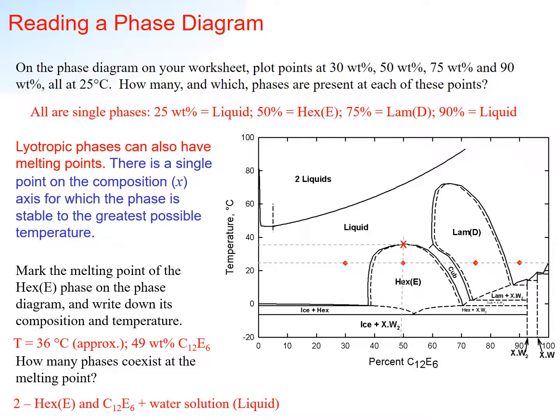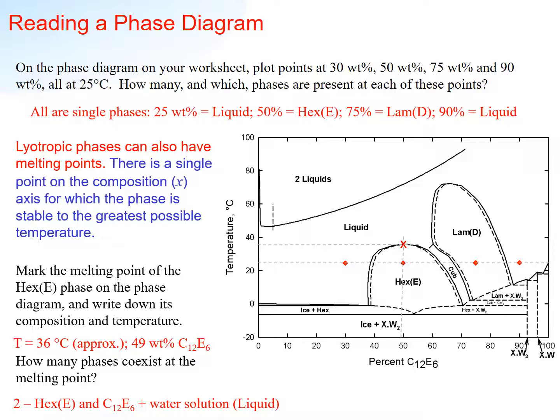That's shown here. It exists at approximately 49 weight percent and a temperature of about 36 degrees. A bit hard to read with this scale exactly what that temperature is, but that's close enough. As with a pure phase, melting the surfactant to form the liquid, melting ice to form water, when we melt the hexagonal phase at that temperature, there are two coexisting phases, the hexagonal phase and the liquid phase. Warming it forms only the liquid phase, cooling it forms only the hexagonal phase.